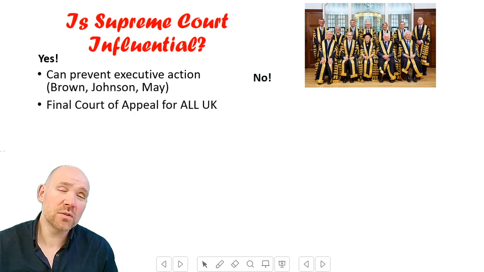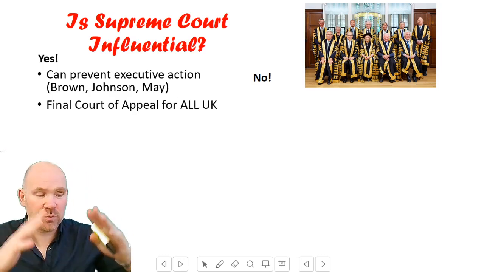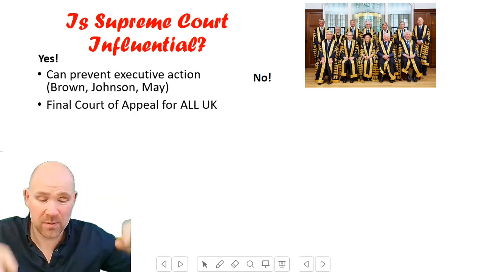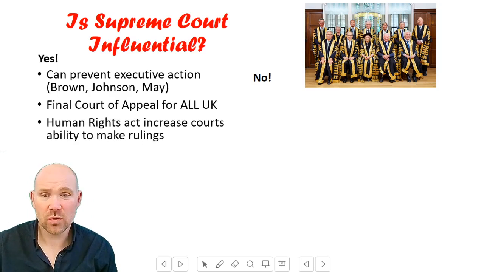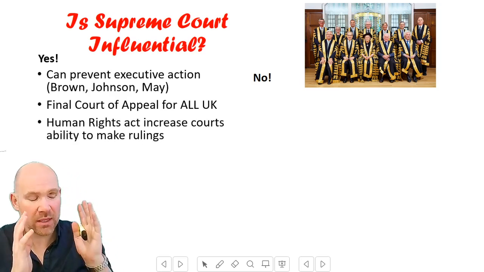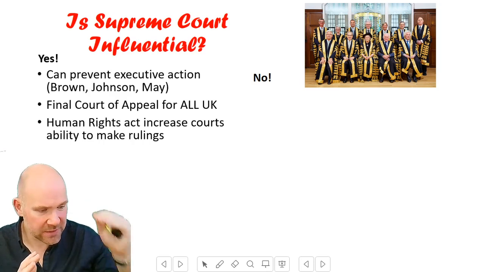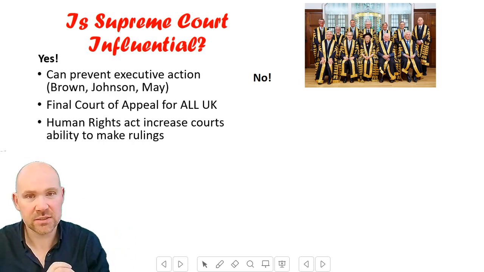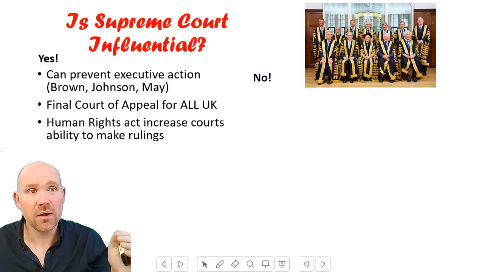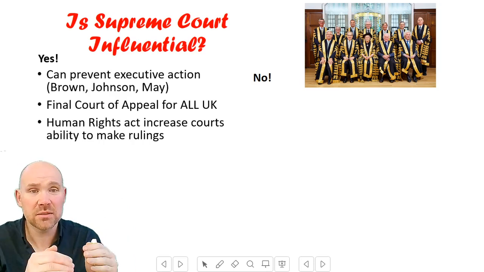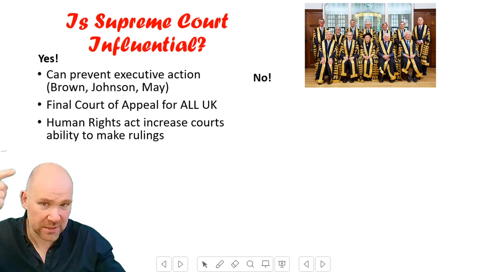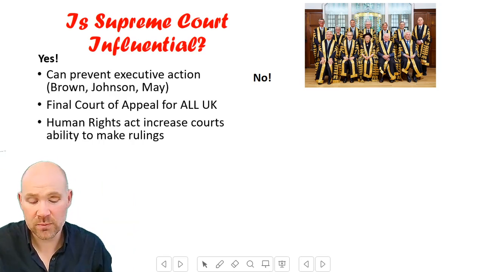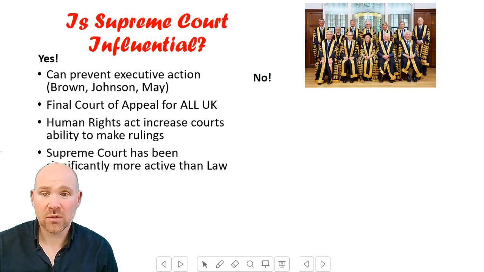They are the final court of appeal for the whole of the UK. So the Supreme Court is above the Scottish courts and above the English courts. The Human Rights Act of 1998 has increased the court's ability to make rulings, because there is now a piece of legislation that lays out all of the human rights of citizens in the UK, which means citizens have found it far easier to make appeals to the Supreme Court using this act, saying this breaks my human rights, as you can see in the Human Rights Act, and the Supreme Court has made lots of rulings based on that act.